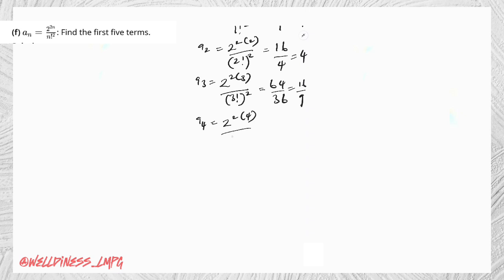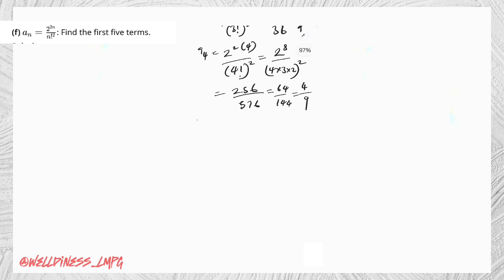Now, our A4 will give you 2 raised to power 2 times 4 divided by 4 factorial squared, and that will give you 2 raised to power 8 divided by 4 times 3 times 2 squared. So 2 raised to power 8 is going to give you 256. And 2 times 3 times 4 is 24. So 24 squared will give you 576. So 256 divided by 576 will give you 64 divided by 144. And that can be further broken down into 4 divided by 9 as the answer for A4.